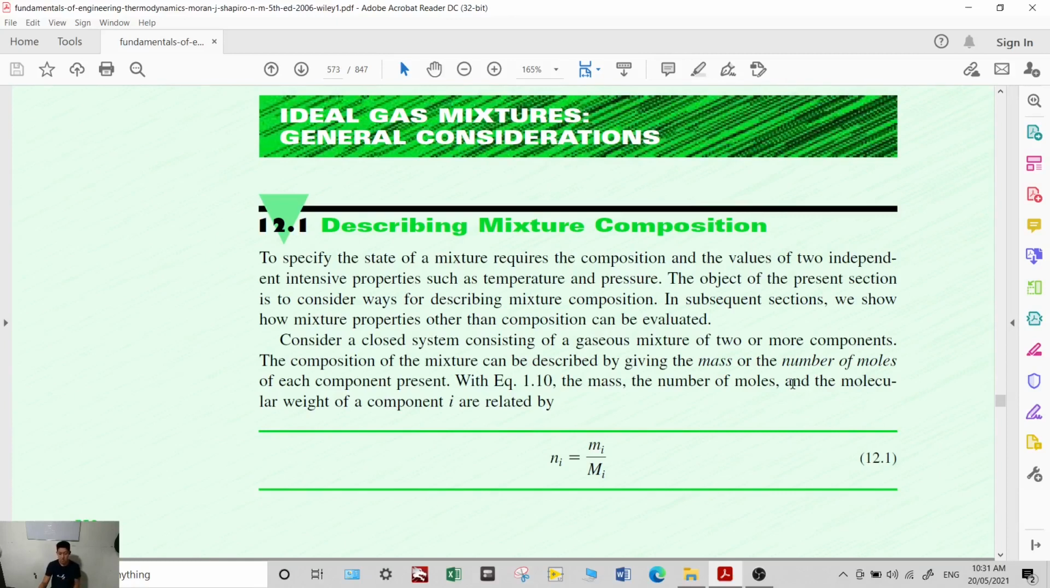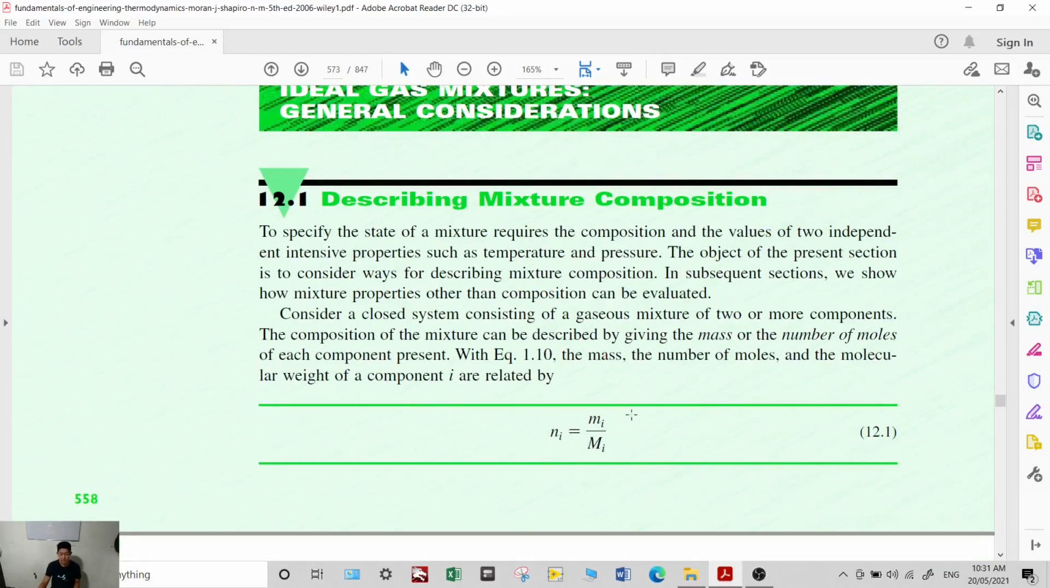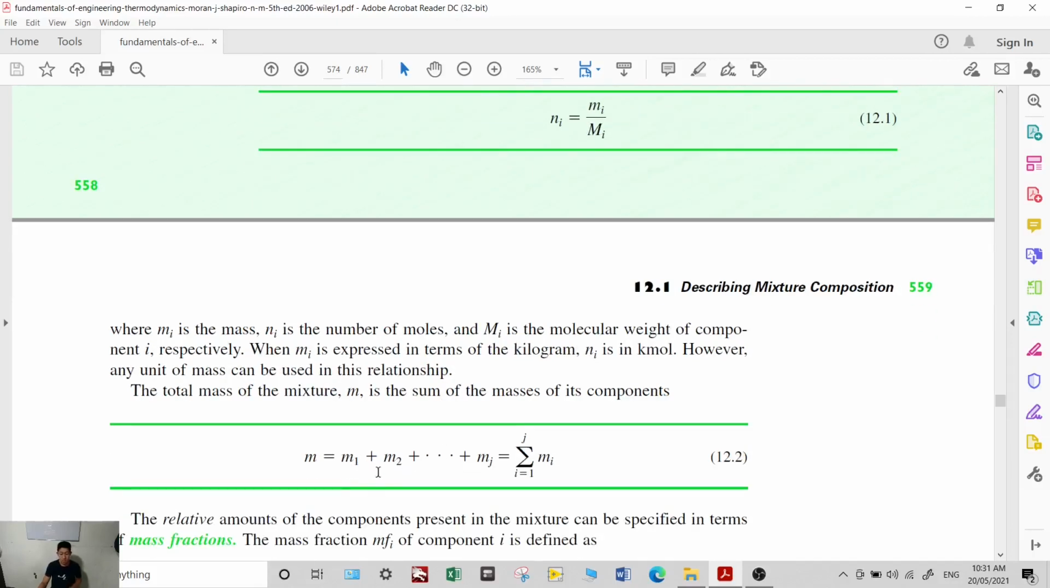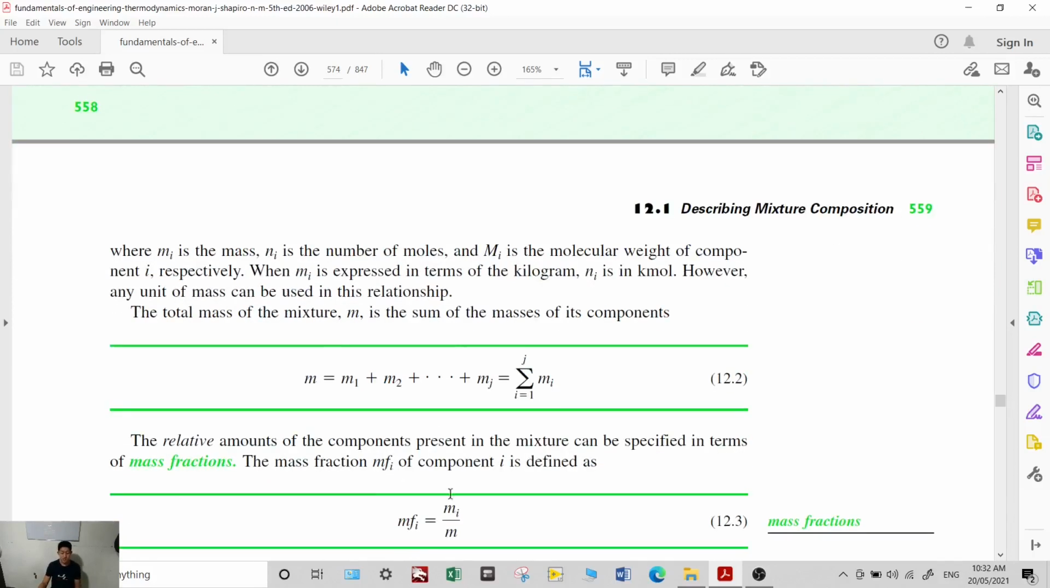So first of which is the number of moles, denoted as N sub i. The number of moles is just equal to the mass of the mixture divided by the molecular weight. So the symbol for molecular weight is capital M. Okay, so the total mass of the mixture is just the summation of the masses of individual components. If we divide this equation by the total mass, we'll get the mass fraction.